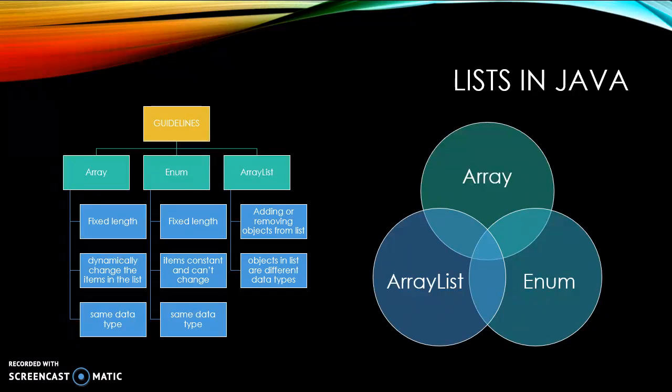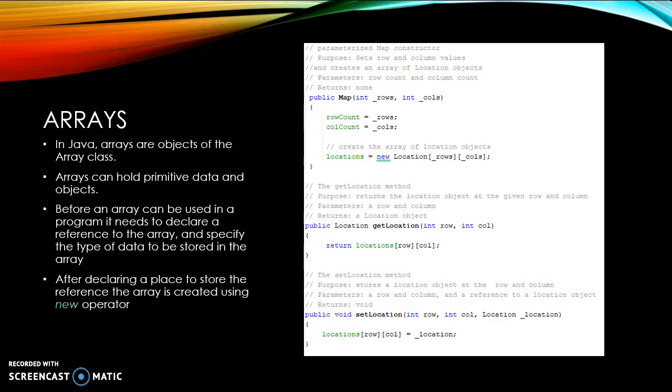Java provides three different types of objects: array, enum, and array list. Now there are guidelines to determine which is best to use. For an array, you have a fixed length, you can dynamically change the items in the list, and it has the same data type. With enums, it has a fixed length, items are constant and can't change, and the same data type. With an array list, you can add and remove objects from the list, and objects in the list can be different data types.